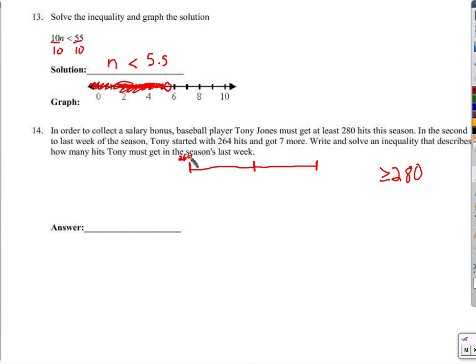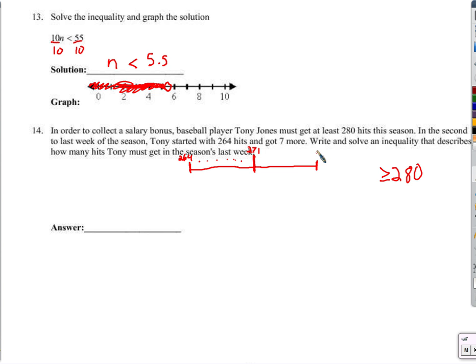But he started at 264, and throughout the week, maybe he got a hit here, and one here, and one here, and one here, and here. Maybe a couple in the same games. 1, 2, 3, 4, 5, 6, 7. So he got, throughout the week, 7 hits. So now, here he is, the beginning of the last week. Now he's up to 271 hits at the beginning of the last week.